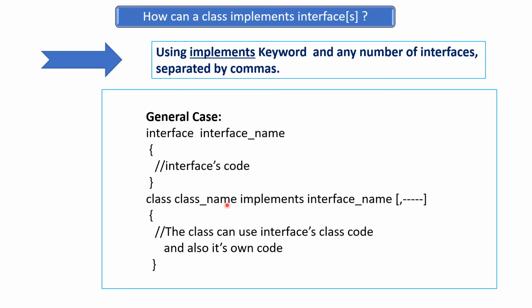But in the case of classes, a class can only extend one class at a time, meaning any class has only one parent class, but any class can have any number of interfaces as parents. The class can use the interface code and also its own code, meaning the child class must define all the methods in the interfaces you have declared earlier.